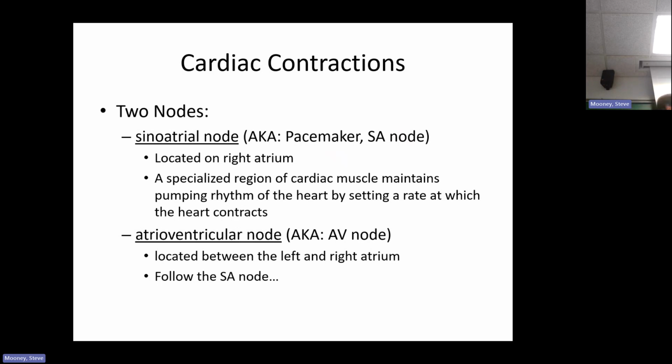Has anybody here done brake work or car or clutch work with hydraulic clutches? So this is the master cylinder. If we're thinking about brakes, this is the slave cylinder. This AV node does whatever the sinoatrial node tells it to do. So it's going to follow, it's going to do whatever needs to be done associated with that node. So everything starts with the pacemaker, the SA node, and then the AV node follows suit.